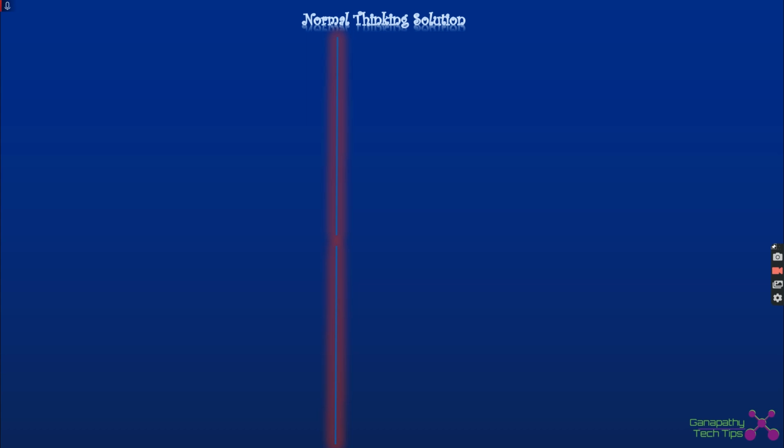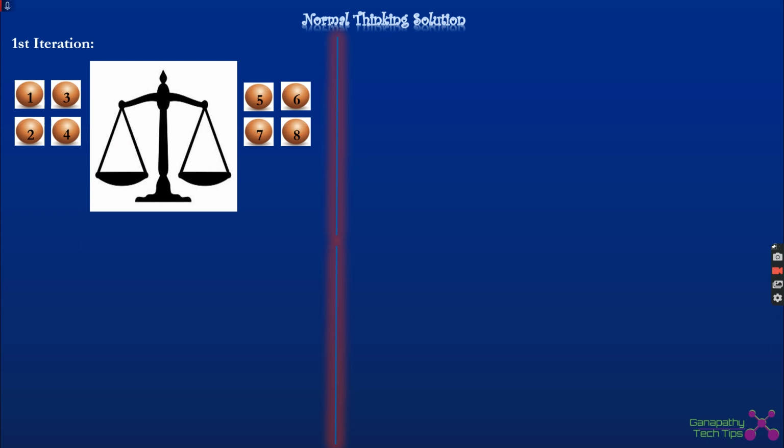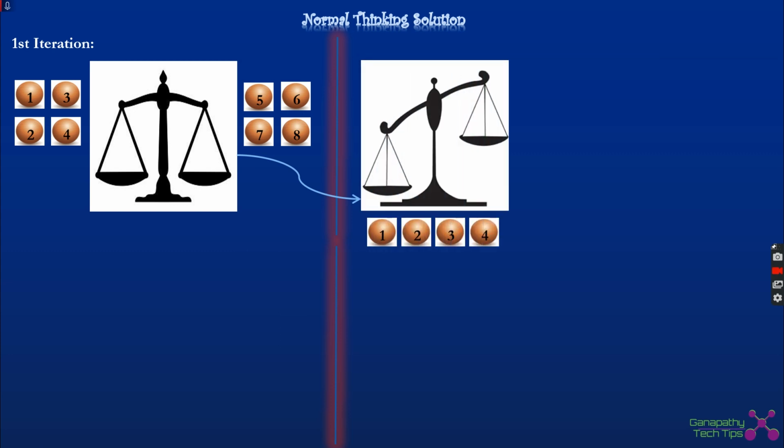Let's first think about a normal solution which everybody used to do. We have 8 balls. We can divide by 2, so we will have 4. We put 4 balls on each side of the weighing balance, similar to the one shown in the video. So I can put 1, 2, 3, 4 on the left side and 5, 6, 7, 8 on the right side. This will yield 2 possible outcomes.